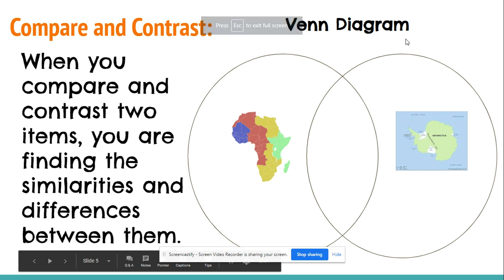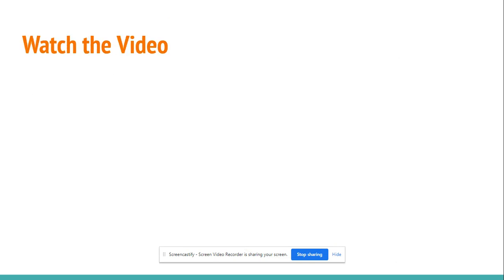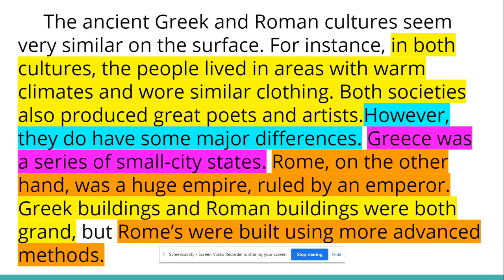Hey guys, we're going to go ahead and review the Greek and Rome compare and contrast activity you did yesterday. I'm going to go ahead and leave this slide in your group of slides though, just to remind you what it means to compare and contrast and the Venn diagram that we would use. Okay, so right here is where the video that I'm making right now will be. Okay, and this is the passage that you had yesterday.